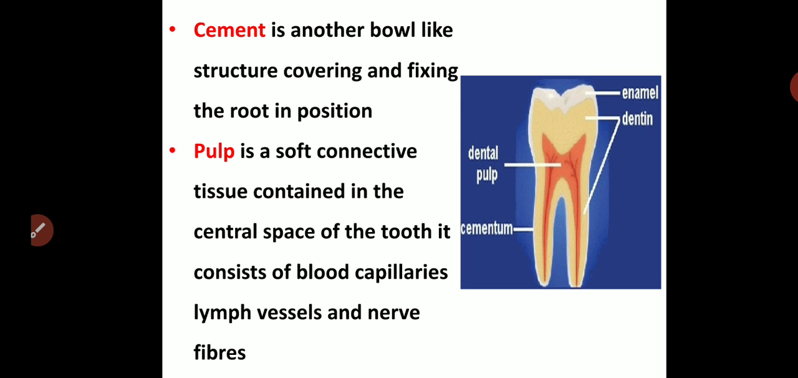Next is the cement. The cement is another bone-like structure covering and fixing the root in position. That is, the root of the tooth is covered with a very hard material called cement. It helps to hold the root of the tooth in the sockets of the jawbone very firmly. As you can see in the diagram, the outer layer of the root, the cementum, is there to hold the teeth in position.